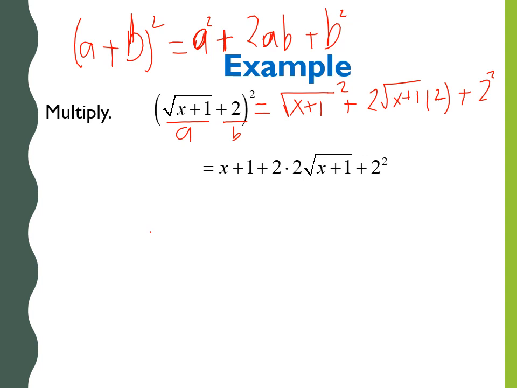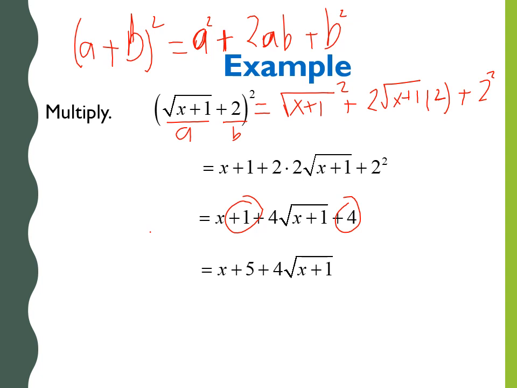Could we have done FOIL? Yeah, but it would have been a little messy and a lot of work. So not a lot of work, just cluttery. That's not a word, but go with it. Here we go. So keep going. I'm going to clean this up, and 2 times 2 is 4. Now I'm going to combine my like terms. Notice my only like terms are plus 1 and plus 4. So when I combine plus 1 and plus 4, I get 5. And there are no more like terms, so that means I am done.